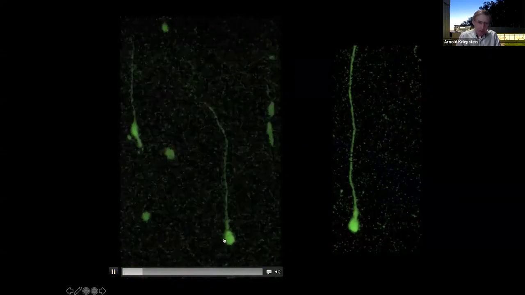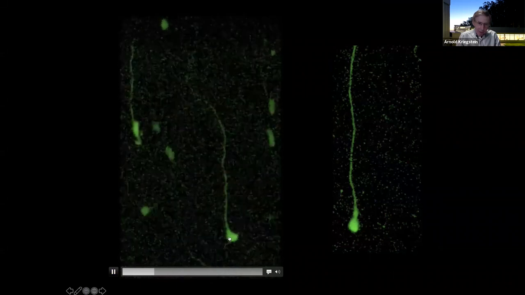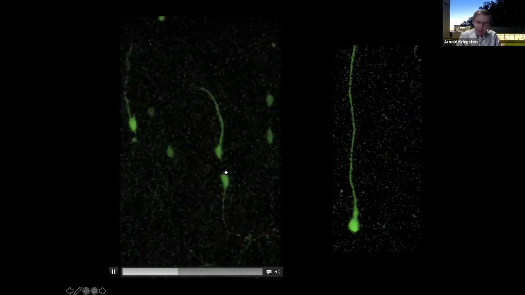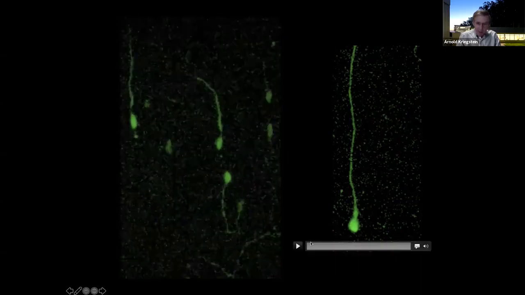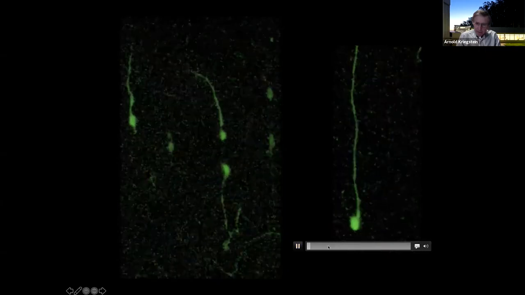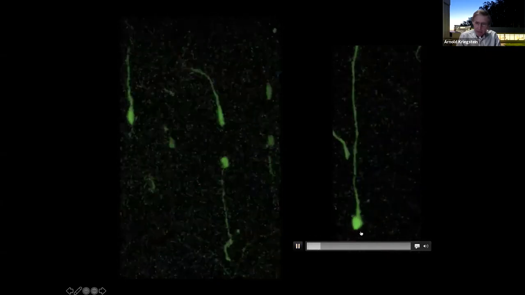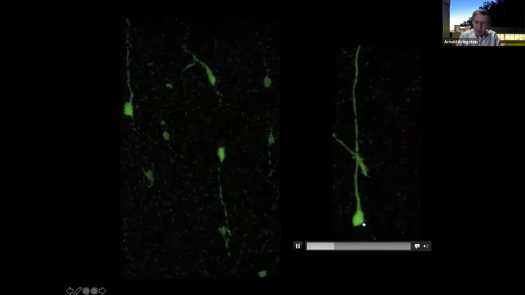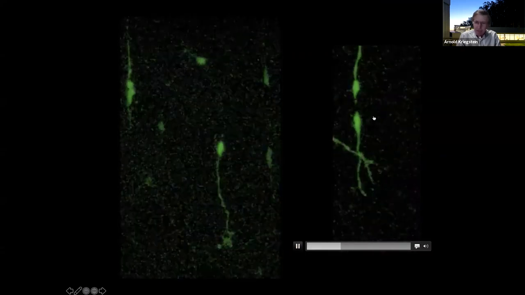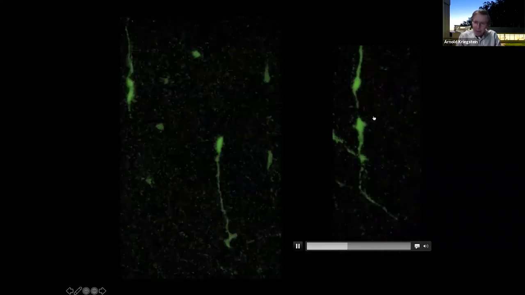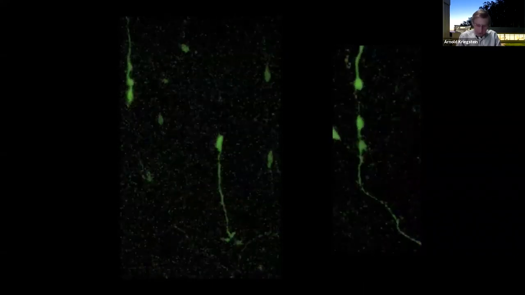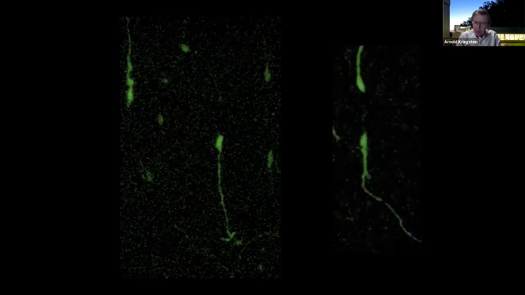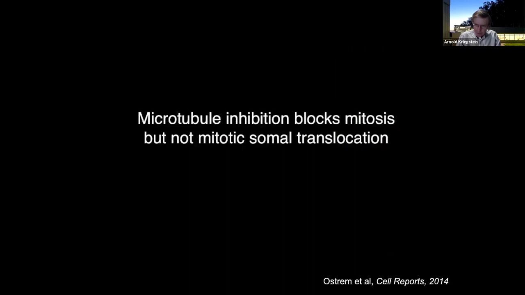So if you look at this cell here in the middle, for example, when it gets ready to go through mitosis, the cell body translocates up the basal fiber prior to actual cytokinesis. And you can see that, for example, on this one cell on the right, when it gets ready to divide, the nucleus will jump along that basal fiber just prior to division, just did so then. So that's a characteristic feature that hadn't been described in cells before. We call it mitotic somal translocation, and it differs from the interkinetic nuclear migration that ventricular radial glia go through.